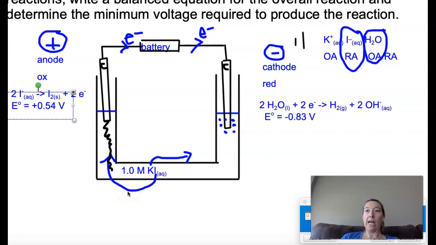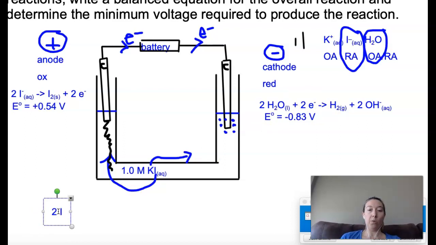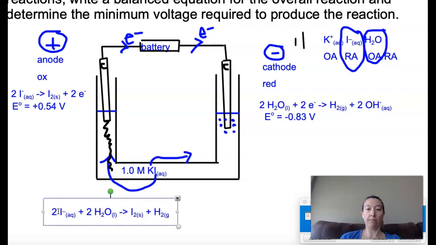So overall reaction, I still need to generate one of those. So I'm going to look at 2 electrons, 2 electrons. I don't actually need to do anything to either of those. I just need to combine them. So we get 2I minus (aq) plus 2 waters to give us an I2 solid plus an H2 gas plus 2 OH minus.